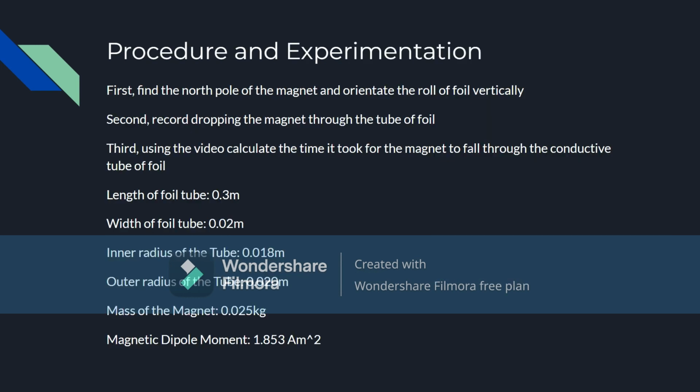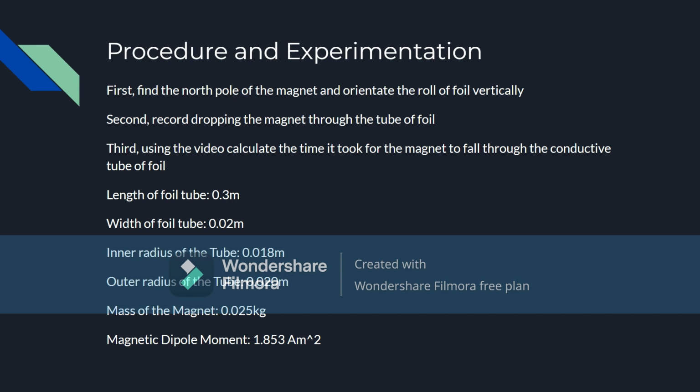Procedure and experimentation. First, for the experiment, we define the north pole of the magnet and orient the roll of foil that we are using vertically. Second, we had to record dropping the magnet through the tube of foil. And third, we had to use the video to calculate the time it took for the magnet to fall through the conductive tube of foil.